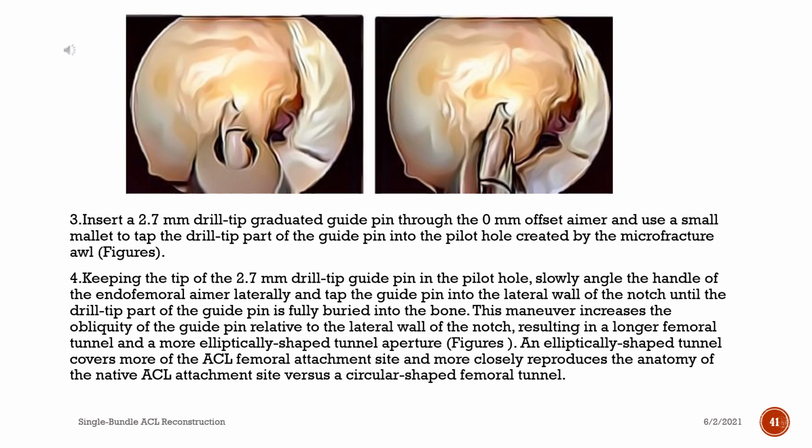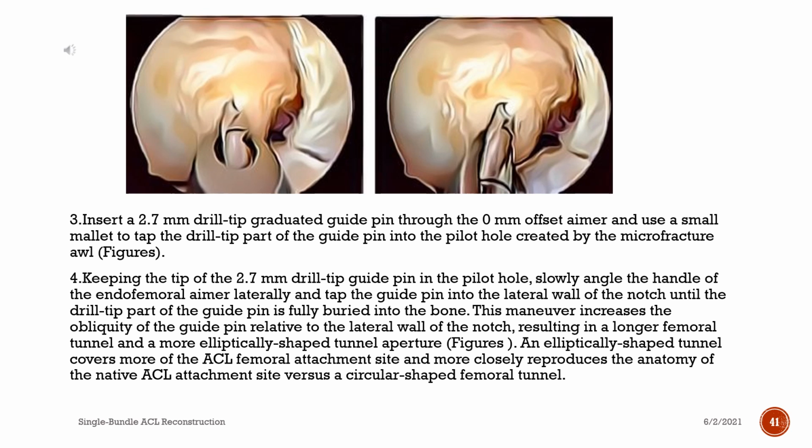Keeping the tip of the 2.7 mm drill tip guide pin in the pilot hole, slowly angle the handle of the endofemoral reamer laterally and tap the guide pin into the lateral wall of the notch until the drill tip part of the guide pin is fully buried into the bone. This maneuver increases the obliquity of the guide pin relative to the lateral wall of the notch, resulting in a longer femoral tunnel and a more elliptically shaped tunnel aperture.